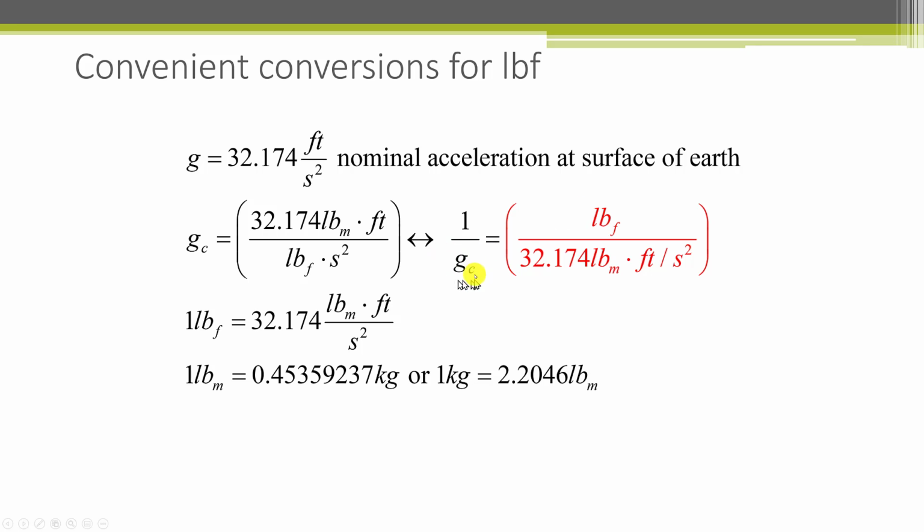Again, you don't need to use g sub c. You can just put the units in and let them cancel out appropriately. 1 pound force is 32.2 pound mass feet per second squared. This is the unit that you should remember. When you look up values on the internet to make conversions, you'll find things like 1 pound mass is 0.45 kilograms and 1 kilogram is 2.2 pound mass.